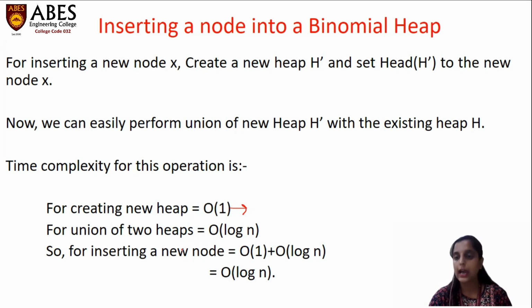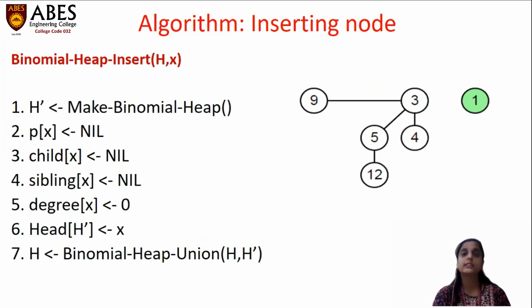So the total time taken to insert any new node into our existing binomial heap is O of 1 plus O of log n, that is equivalent to O of log n. Because we always take the dominating term and we neglect smaller terms. So we get the complexity as O of log n. So this is the first operation for today's session that we want to discuss. So this is the algorithm for inserting a node into a binomial heap.